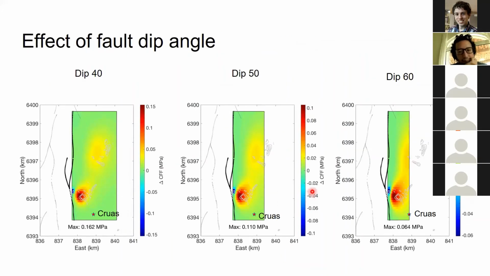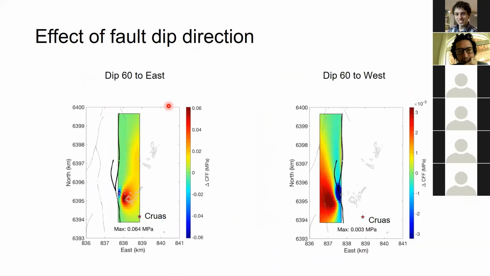The next slide. As we're not sure about the dip of the fault, we tried a bunch of dips ranging from 40 to 60 degrees to the east. As we can see, as we decrease the dip of the fault, we see an increase of change of Coulomb stresses. This is mainly because if the fault dip is smaller, that brings up the fault, which makes it closer to the surface and closer to the quarry. So this is why it has a higher Coulomb stress.